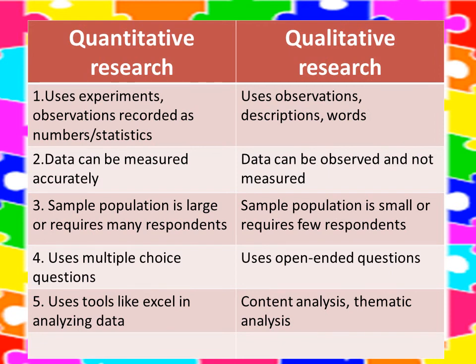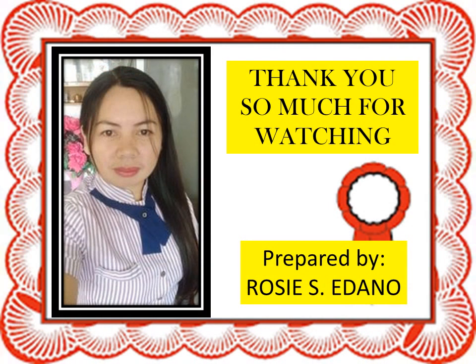For number 3, in quantitative research, sample population is large or it requires many respondents, while in qualitative research, the sample population is small or it requires few respondents. For number 4, in quantitative research, it uses multiple choice questions, while in qualitative research, it uses open-ended questions. Lastly, for number 5, in quantitative research, it uses tools like Excel in analyzing data, while in qualitative research, it uses content analysis or thematic analysis.